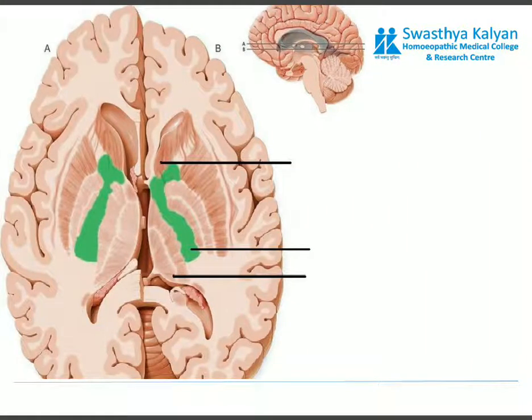So here in this figure you can see the relations of the medial surface, which is more convex, and it is in relation with the internal capsule. This green area is the internal capsule, so the medial surface is related with the internal capsule, also with the thalamus. This is the thalamus behind the internal capsule, and also with the caudate nucleus. This is the caudate nucleus, this is the internal capsule, and this is the thalamus.